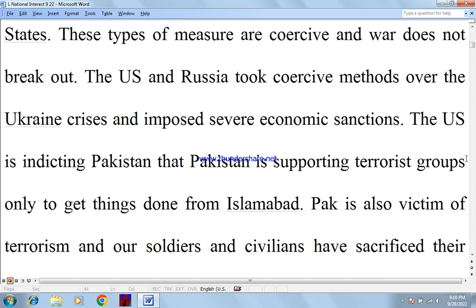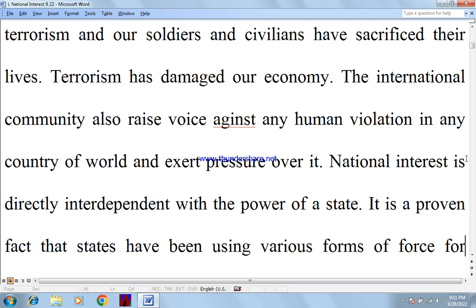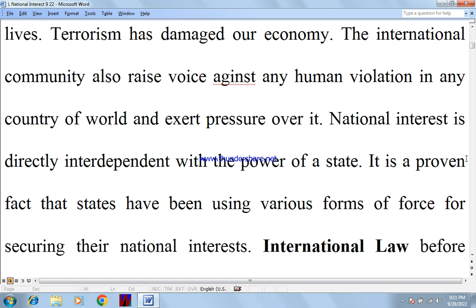The US and Russia took coercive methods over the Ukraine crisis and imposed severe economic sanctions, but the USA did not attack Russia. The US is indicting Pakistan, saying that Pakistan is supporting terrorist groups, only to get things done from Islamabad. Pakistan is also a victim of terrorism, and our soldiers and civilians have sacrificed their lives. Terrorism has damaged our economy.